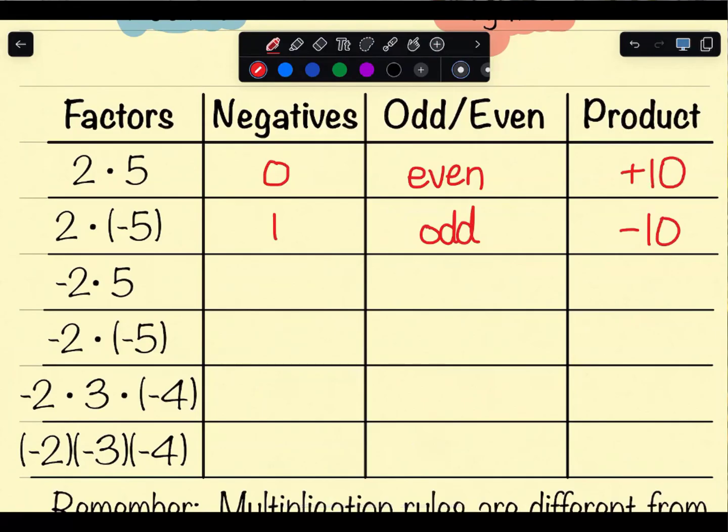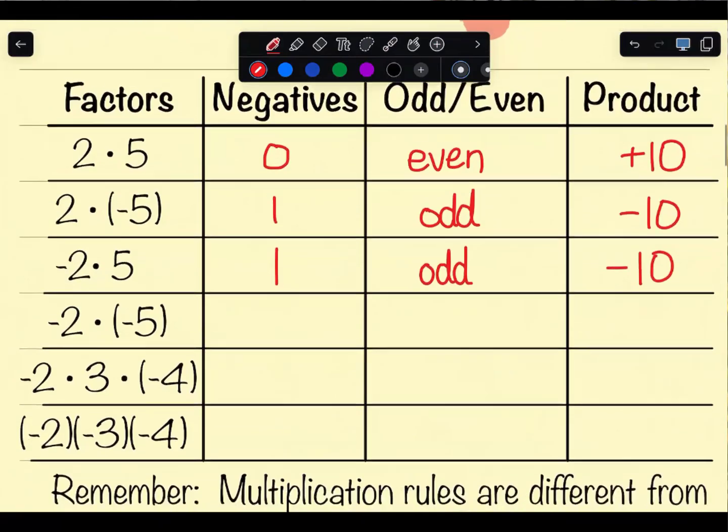What if the 2 is negative instead of the 5? So what if this number is the negative number instead of this one? Does it matter? Well, if I was going to war, it would matter who the larger army is, but that's not how multiplication rules work. All that matters is how many negative numbers you have. In this problem, I still only have one negative number, which is odd. So that would also give me -10, a negative answer, right? So it doesn't matter if it's the 5 that's negative or if it's the 2 that's negative. If there's one negative, my answer will be negative.